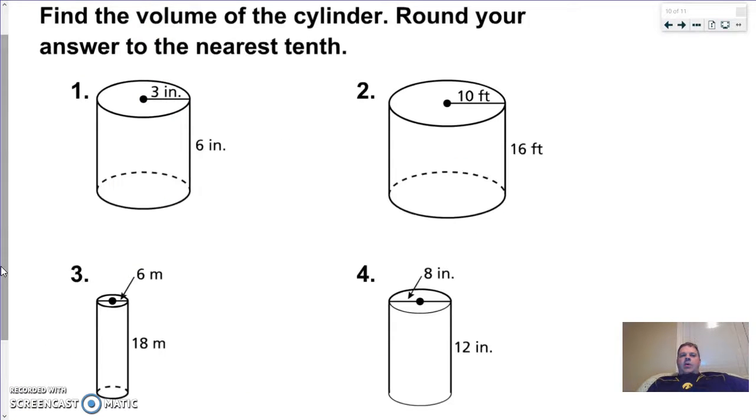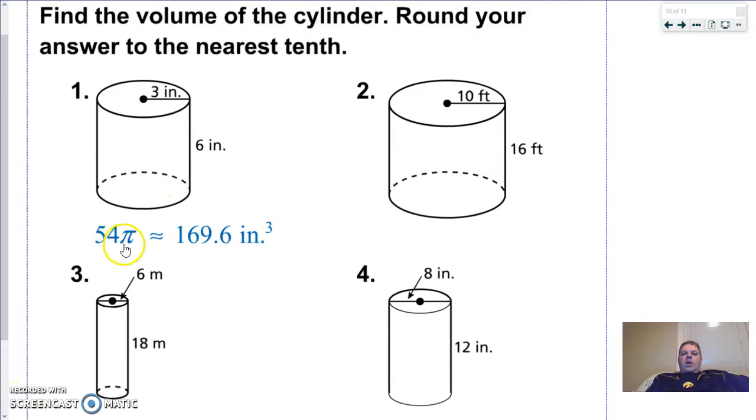What I would like for you to do now is to find the volume of the cylinder. Notice in cylinder 1 and 2, we have the radius. The radius is half of the diameter. So 3 is the radius here, 10 is the radius here. In 3 and 4, this distance is the diameter, 6 is the diameter, 8 is the diameter, so we have to find the radius. Please find the volume of the cylinder, round your answer to the nearest tenth. Again, you may use a calculator. Pause the video, have discussion, and when you are ready, please come back and I will have answers.